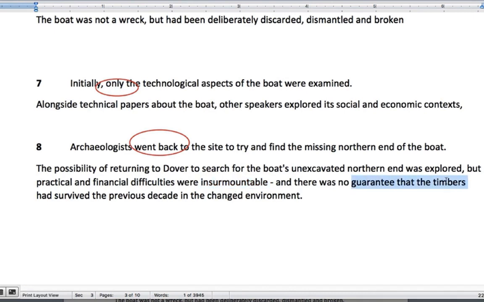And there was no guarantee. They could not be sure. So they thought about it, but the difficulties were too big. That means they did not go back. So that again must be false. They didn't test this. This was scanning language. It wasn't the target language that they're trying to change into anything else. This was just there to help you find the sentence. Then you must focus on the real question.